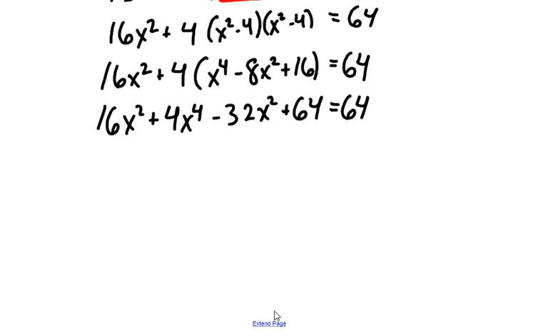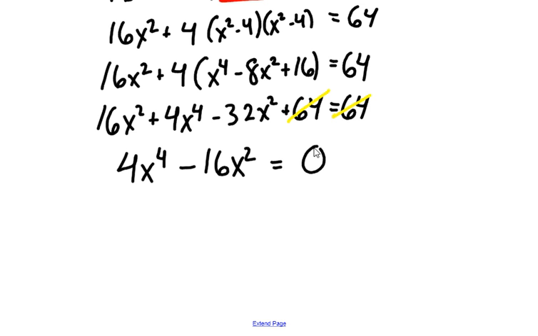Now, you would combine any like terms that you see. Well, I've got 4x to the fourth. That's the biggest power. This 16x squared minus 32x squared, that'll make minus 16x squared. And then this 64 and that 64 are actually going to cancel each other. So then I'm left with that equals 0.